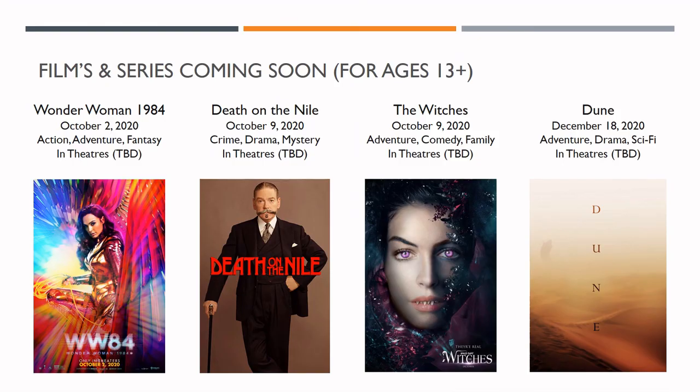Wonder Woman 1984 is an adaptation of the comic book Wonder Woman by William Moulton Marston. Death on the Nile is a third book adaptation by author Agatha Christie, following the adventures of Detective Hercule Poirot. The Witches is a remake of the original film that terrified children in 1990 and written by Roald Dahl.